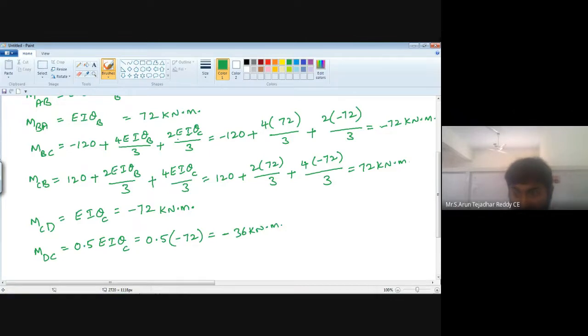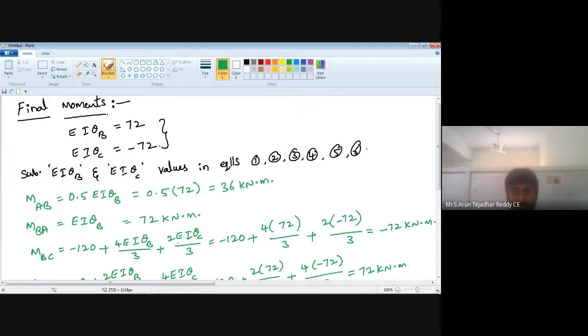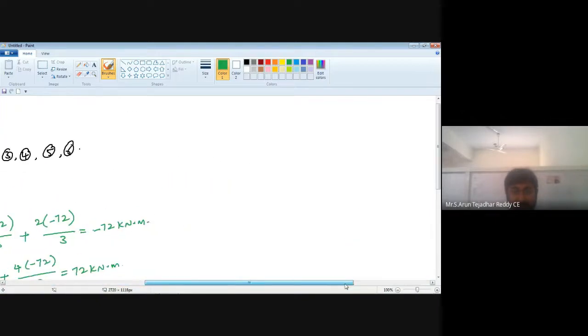So these are our final moments. Final moments are very easy. Whatever values we have calculated in the last step, substitute those values in the second step, then you will get our final moment values. Okay, next is to draw the maximum bending moment diagram.